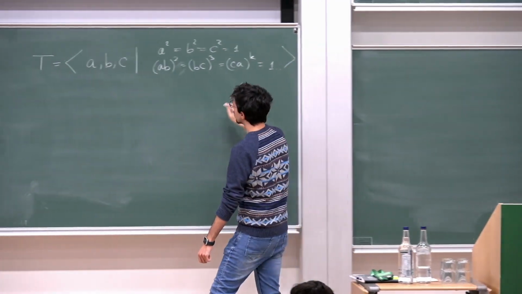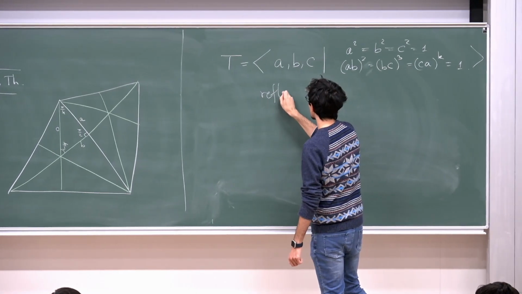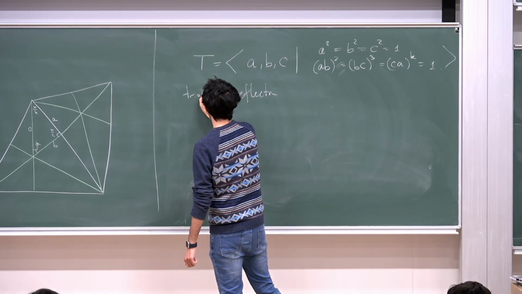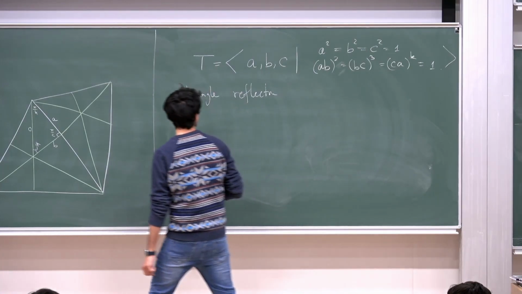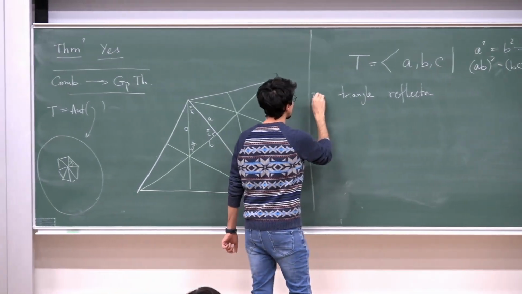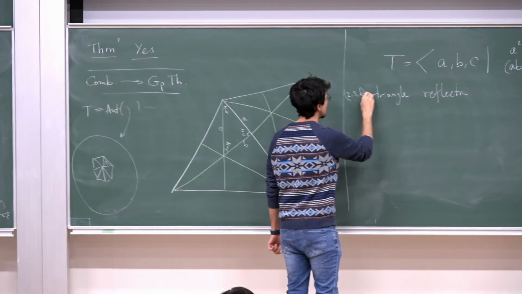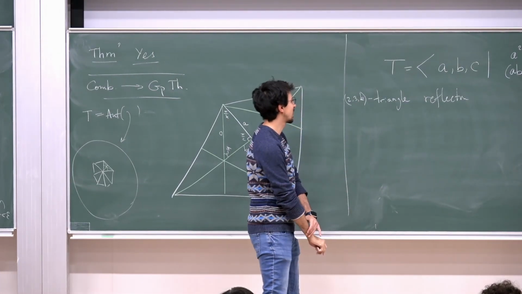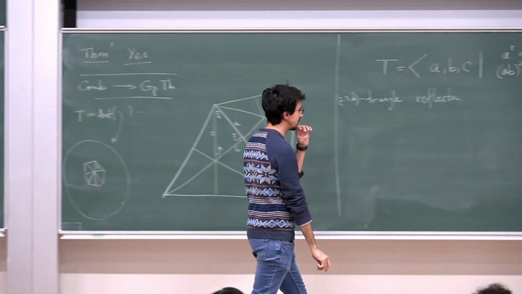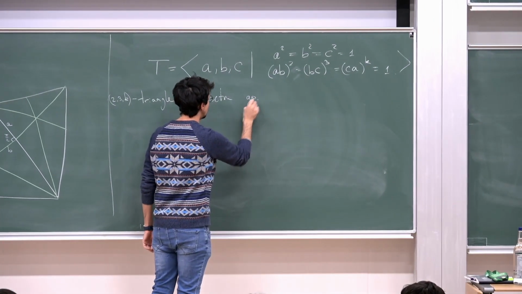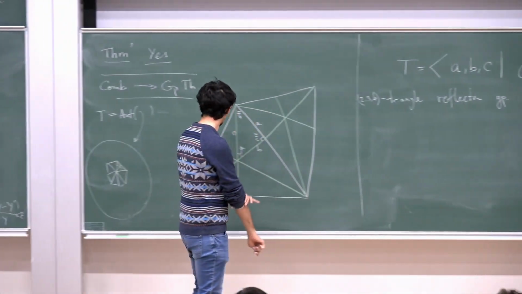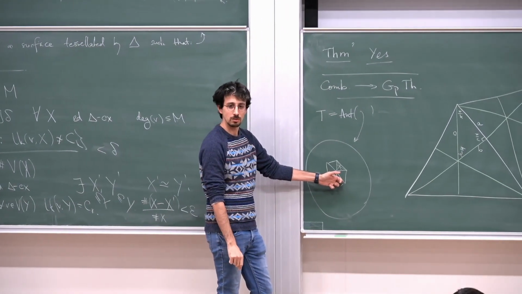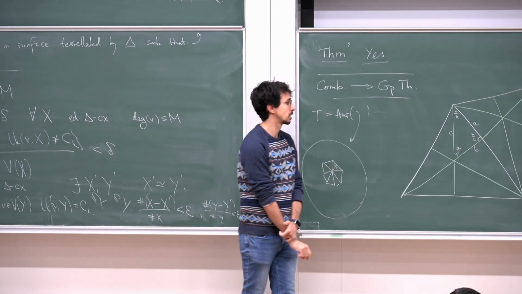Okay, this is the reflection or triangle. You should write 2, 3, K. Shoot, I'm used to Hebrew. So the 2, 3, K triangle reflection group. Okay, so that's the group of automorphisms of this tessellation, the isometry group of the plane that preserves this tessellation.